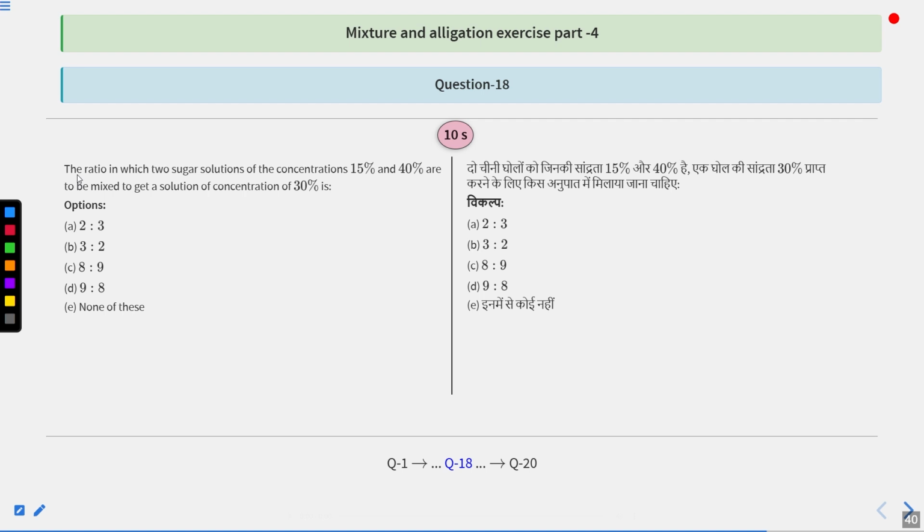Next one is the ratio in which two sugar solutions of concentration 15% and 40% are to be mixed to get a solution of concentration 30%. You have 5 options and 10 seconds to analyze the question. Your time starts now.